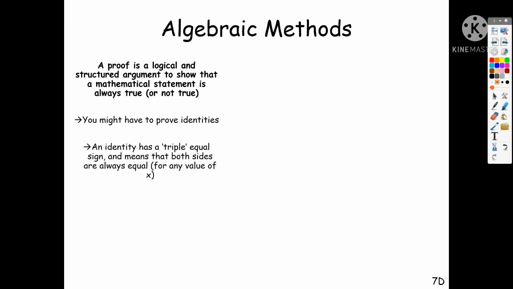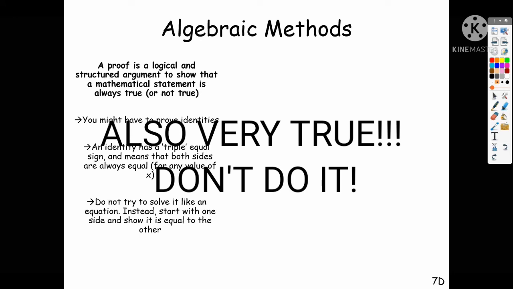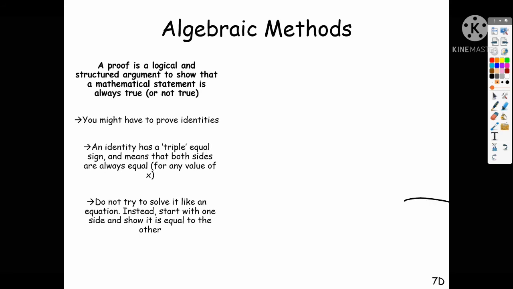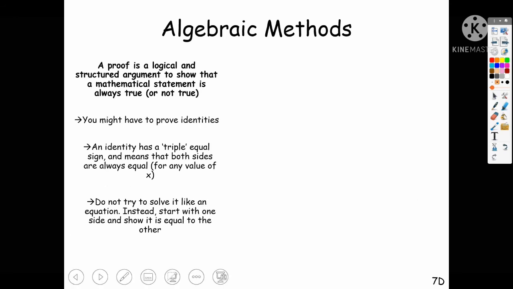Sometimes you might have to prove identities. An identity has a triple equal sign, and that means that both sides are equal for any value of x. Now, one person did this in A-level mathematics in an exam a couple of years ago, and they tried to solve the equation. Please don't try to solve the equation. It pecks my head and pecks my brain out. So please don't, and try to avoid it at all costs. This is highly important: don't go and solve it. Instead, start with one side and show it is equal to the other.